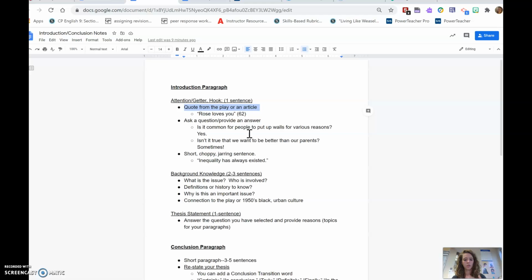Or you could just do a short, choppy, jarring sentence that is interesting, like, inequality has always and will always exist. That would be a really interesting statement for people to read to make them want to keep reading your essay. Inequality has always and will always exist. That's kind of an interesting, intriguing sentence. So you're going to pick one of those.